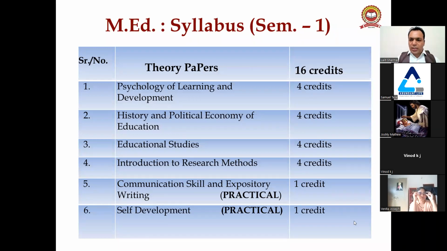First paper is Psychology of Learning and Development, right? And second is History and Political Economy of Education. Third is Educational Study. Fourth is Research.